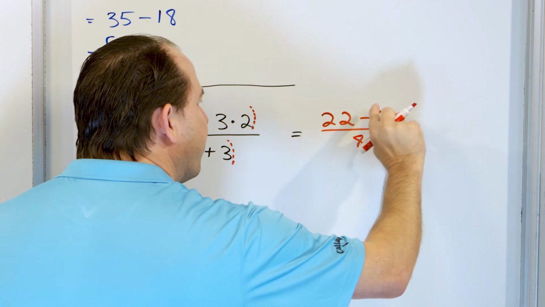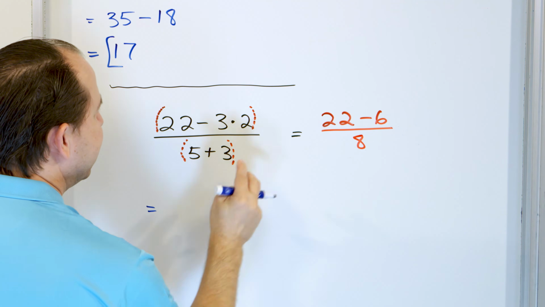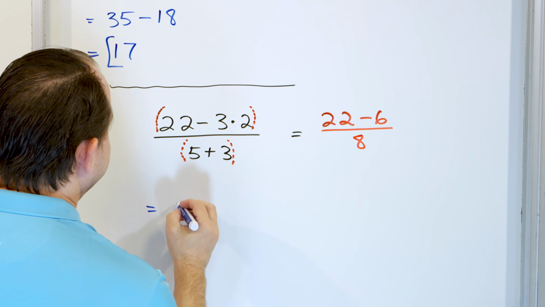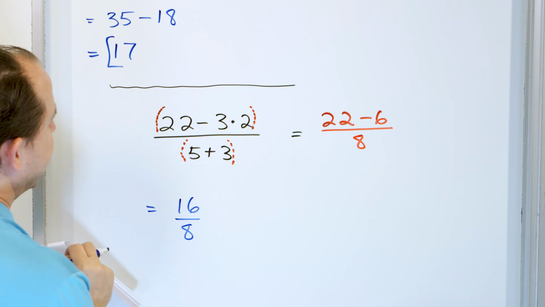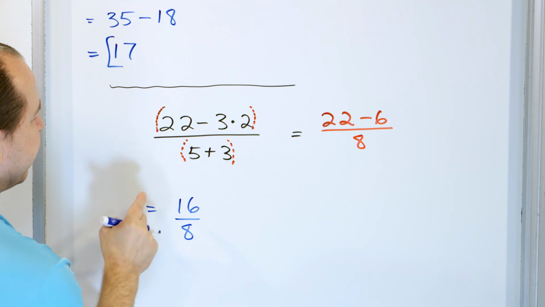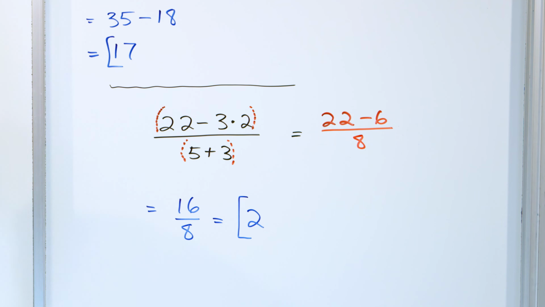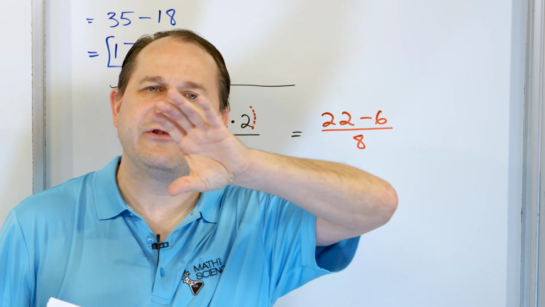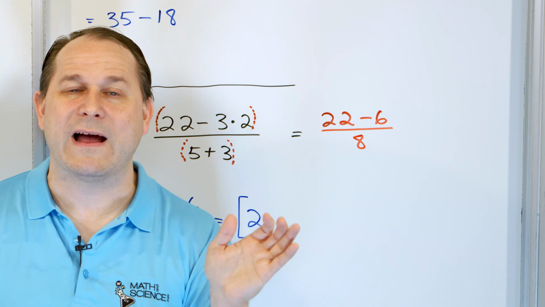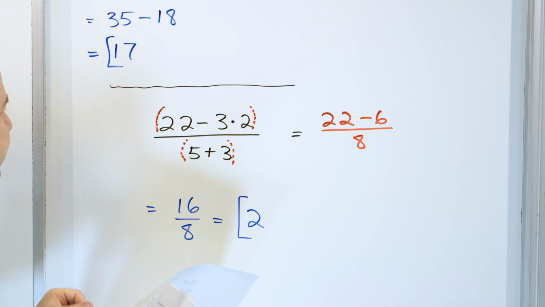Now again, there are invisible parentheses around here, so the next thing I have to calculate is the numerator. 22 minus 6 is 16 on the top, and then I have 8 on the bottom. And now, finally, when I get a single number and a single number, I can perform the division, which is the last thing here. 16 divided by 8 is 2. And so 2 is the final answer. So anytime you see a fraction bar with an expression on the top and an expression on the bottom, just remember that there are invisible parentheses surrounding the numerator and the denominator, and that will basically tell you what to do to solve the problem.